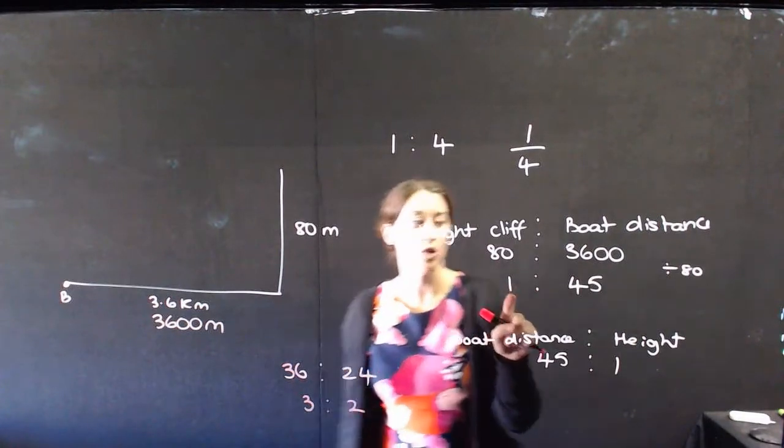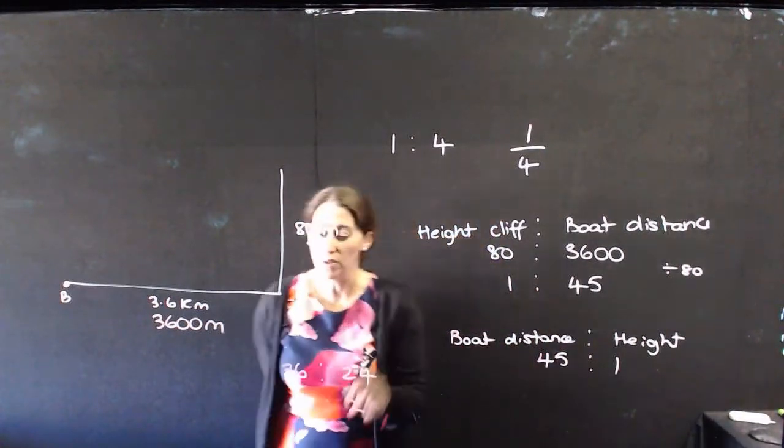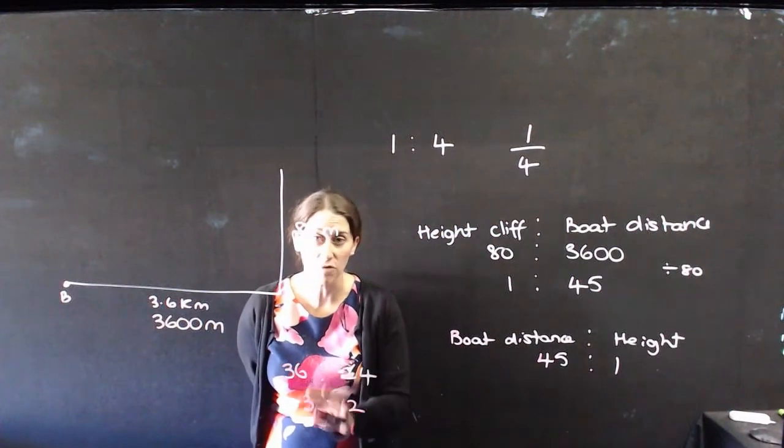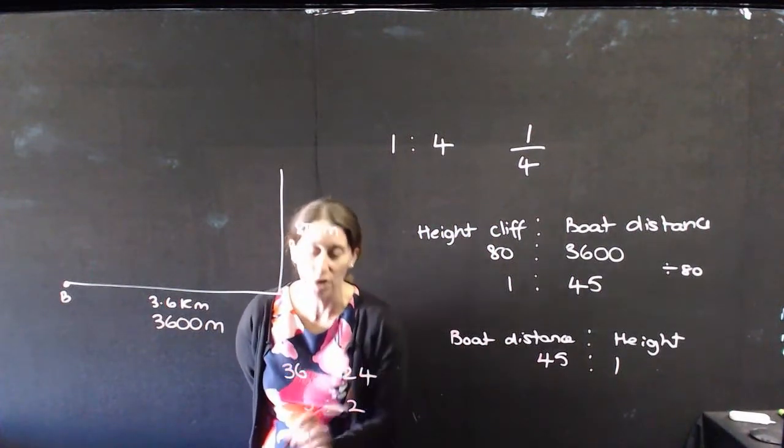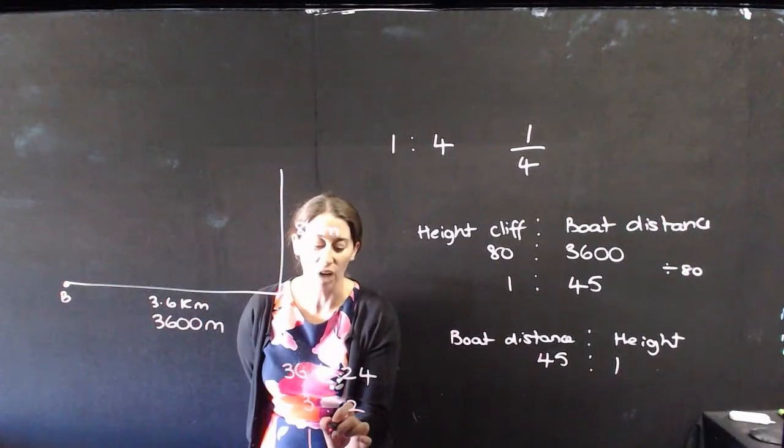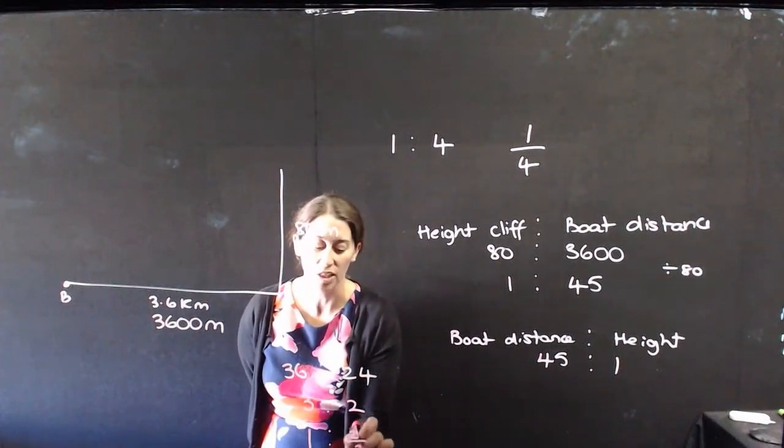Which is not the same as having 1 to something. If I wanted to make it 1 to something, I'd have to divide both sides by 3. If I wanted a 1 on this side, I'd need to divide both sides by 3, so I'd get 2/3.